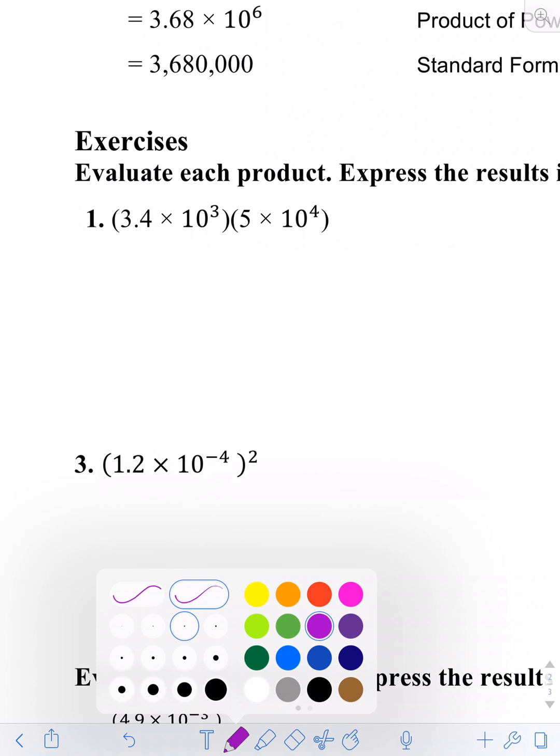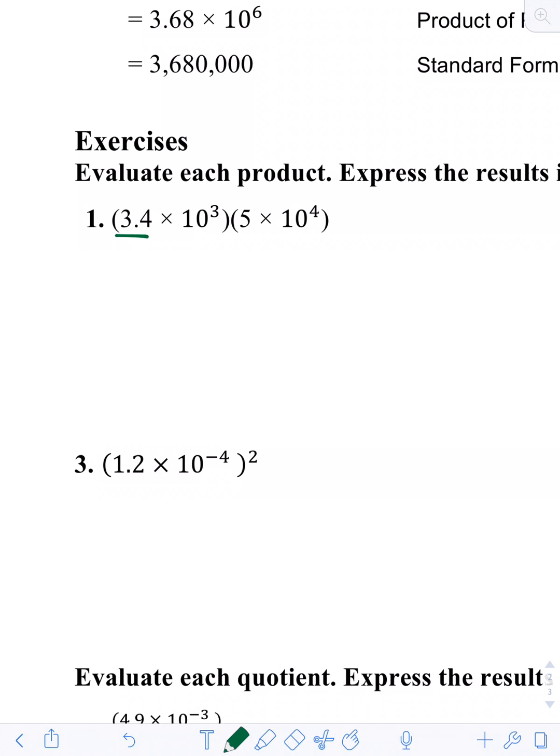there's 2 things you have to do. One, you look at your whole numbers out here. So you have 3.4 and you have 5. So that's the first part. 3.4 times 5. Okay, that's the first thing we're going to do. And actually, let me erase this times. I don't want you to get confused. I'll just put a little dot. We have to multiply those 2.